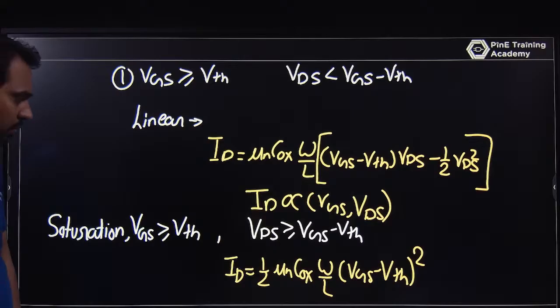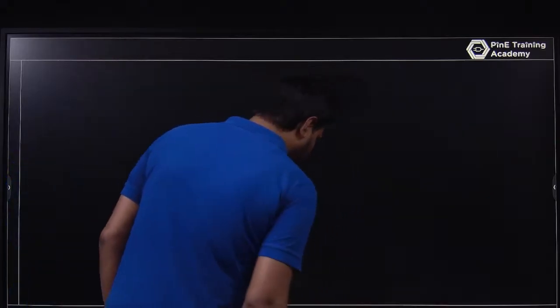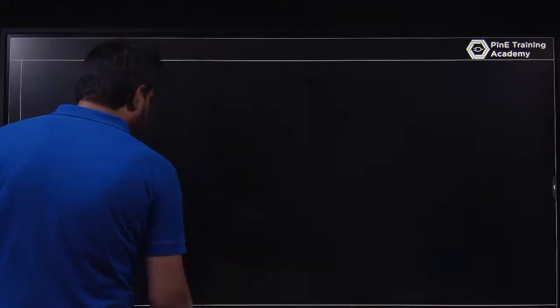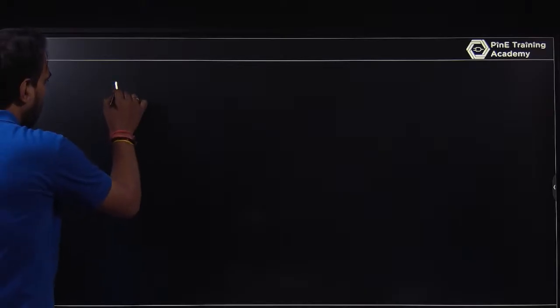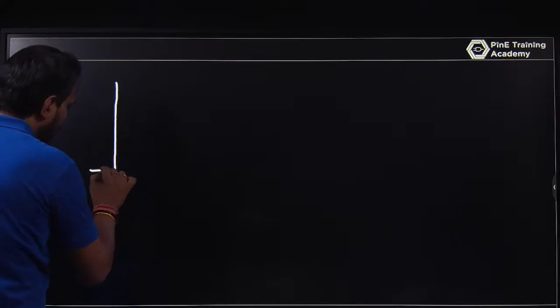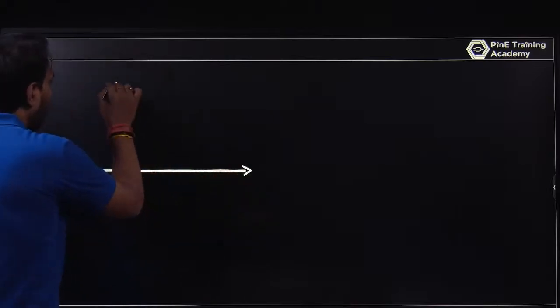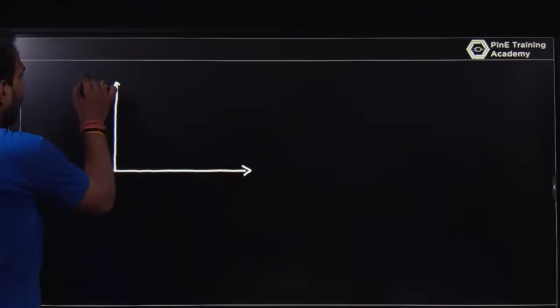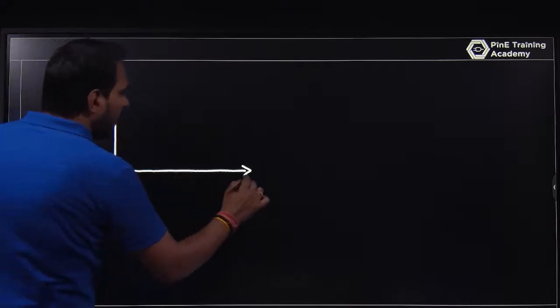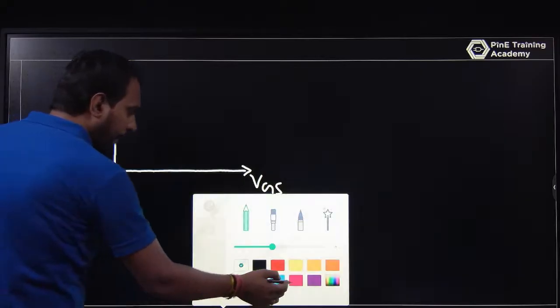So this is the way: ID is equal to half mu Cox W by L (VGS minus VTH) whole square. Let's talk about that current. In the next class we will simulate this on Cadence Virtuoso, and I will check how the MOSFET is showing this equation and these values.